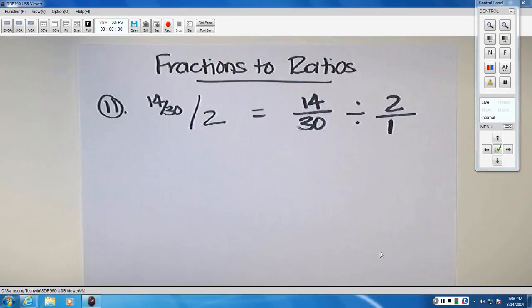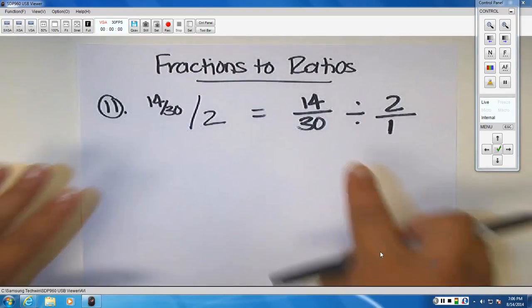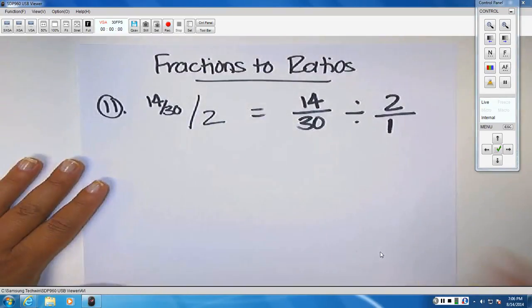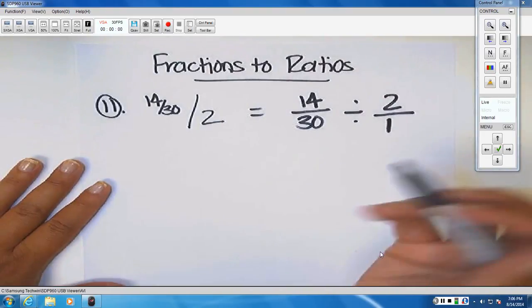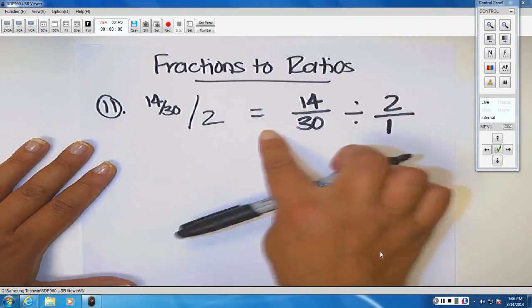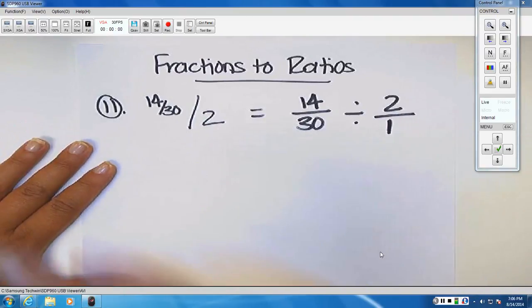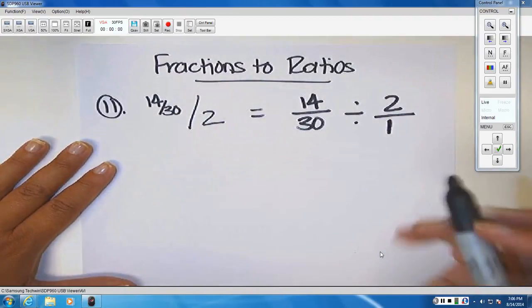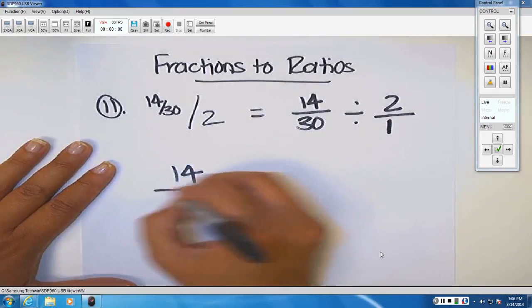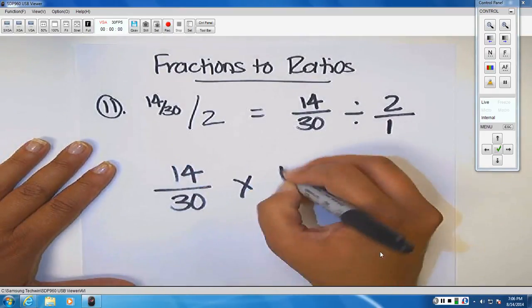I'm then going to swap this division problem. Well, actually, I'm going to reduce first. Okay, so I can see first right off the bat, actually, no, I'm just going to flip it. I can't really do anything yet. So for this division problem I'm going to flip this fraction over here so I can multiply straight across the board. So 14/30 times 1/2.